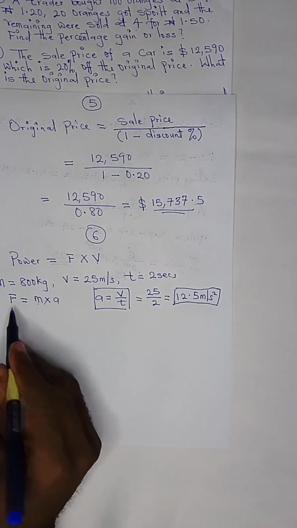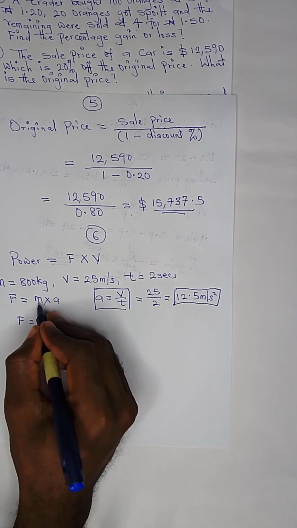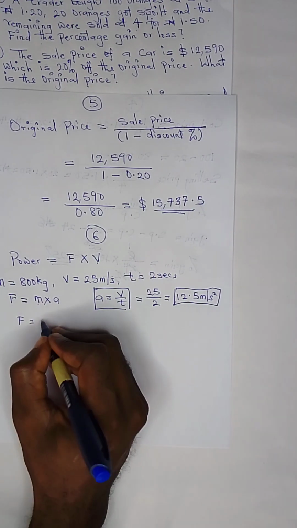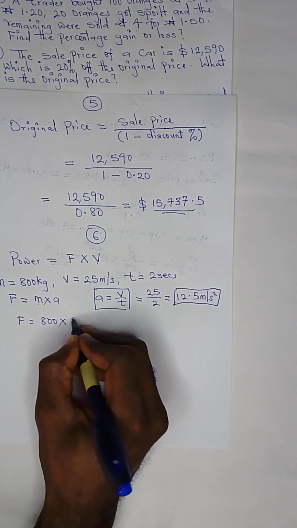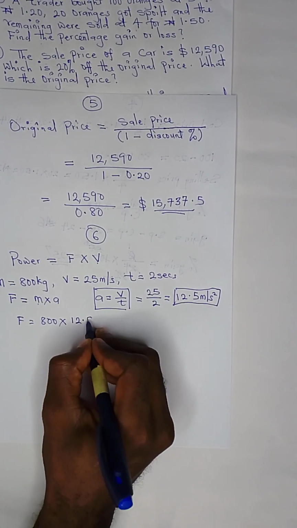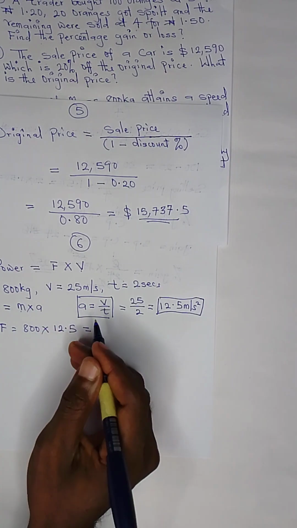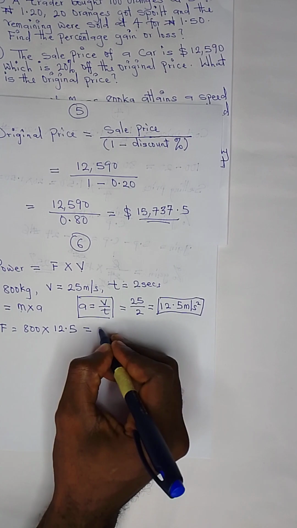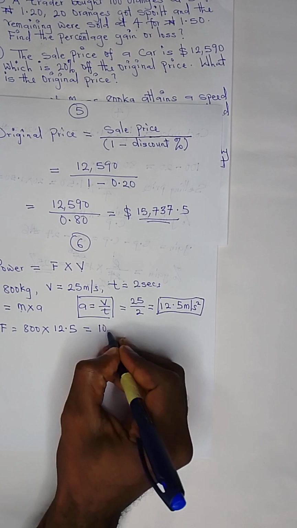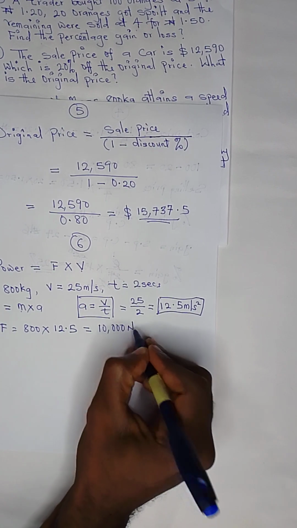So we can now go ahead to find the force by saying force is equal to mass times acceleration. Mass is 800 times acceleration, which is 12.5. Multiplying 800 times 12.5 gives us 10,000. So the force is 10,000 Newton.